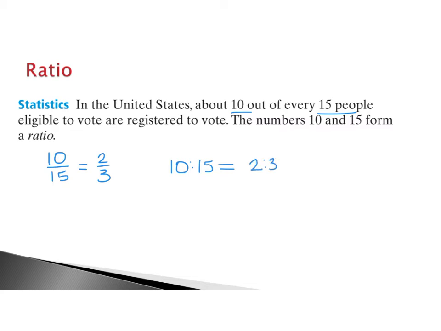So again, I can say that for every 3 people that are registered to vote, only 2 are actually eligible, or I can flat out write that as 10 to 15. And again, I can simplify that and just write that as 2 to 3. So this is how you would see the information in text and the 3 different ways that you could write this.